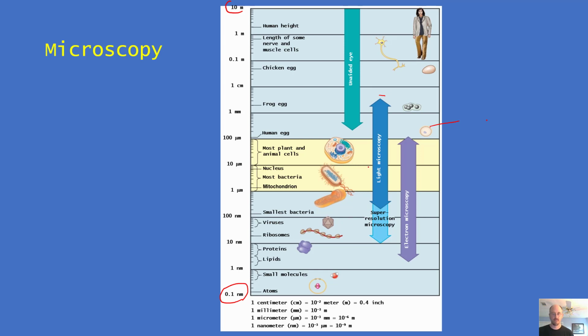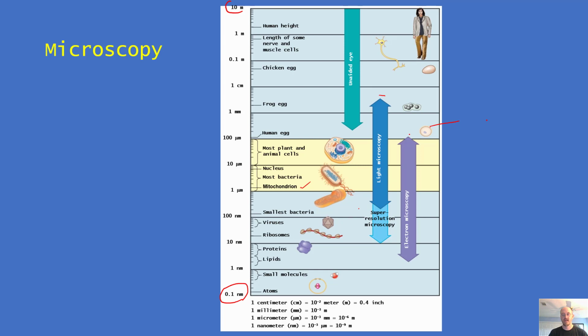These are the kinds of microscopes we would use in the lab, right? We can use those to look at frog eggs and human eggs, and even look at plant cells and animal cells and bacterial cells and some organelles like mitochondria and some really small bacteria down here. Okay, we can see quite a few pretty small things.